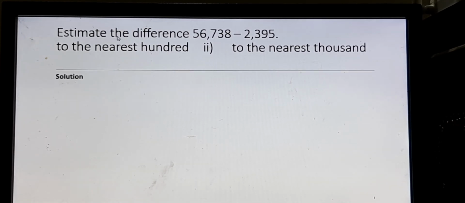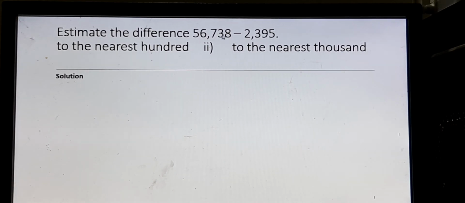Okay. Again, estimate the difference. 56,738 minus 2,395. Now again, hidden two sums, isn't it? To the nearest 100 and to the nearest 1000. Okay. So first let us deal with, we will take one at a time. So first to the nearest 100. So when we have to round it off to the nearest 100, look at the digit at the tens place. So here 56,738, tens place is 3. 3 is a poor number, so it will just go off. So we will get 56,700.